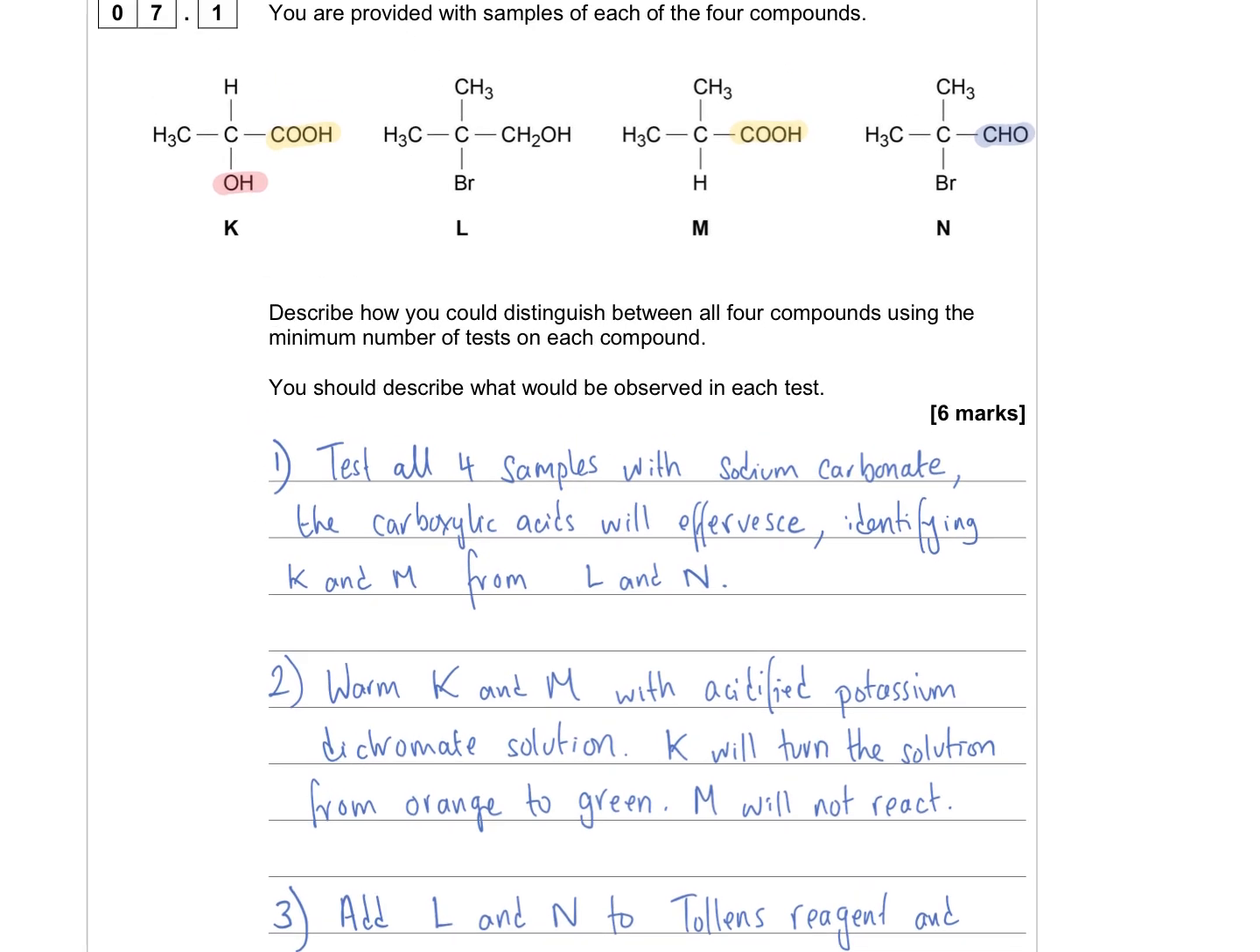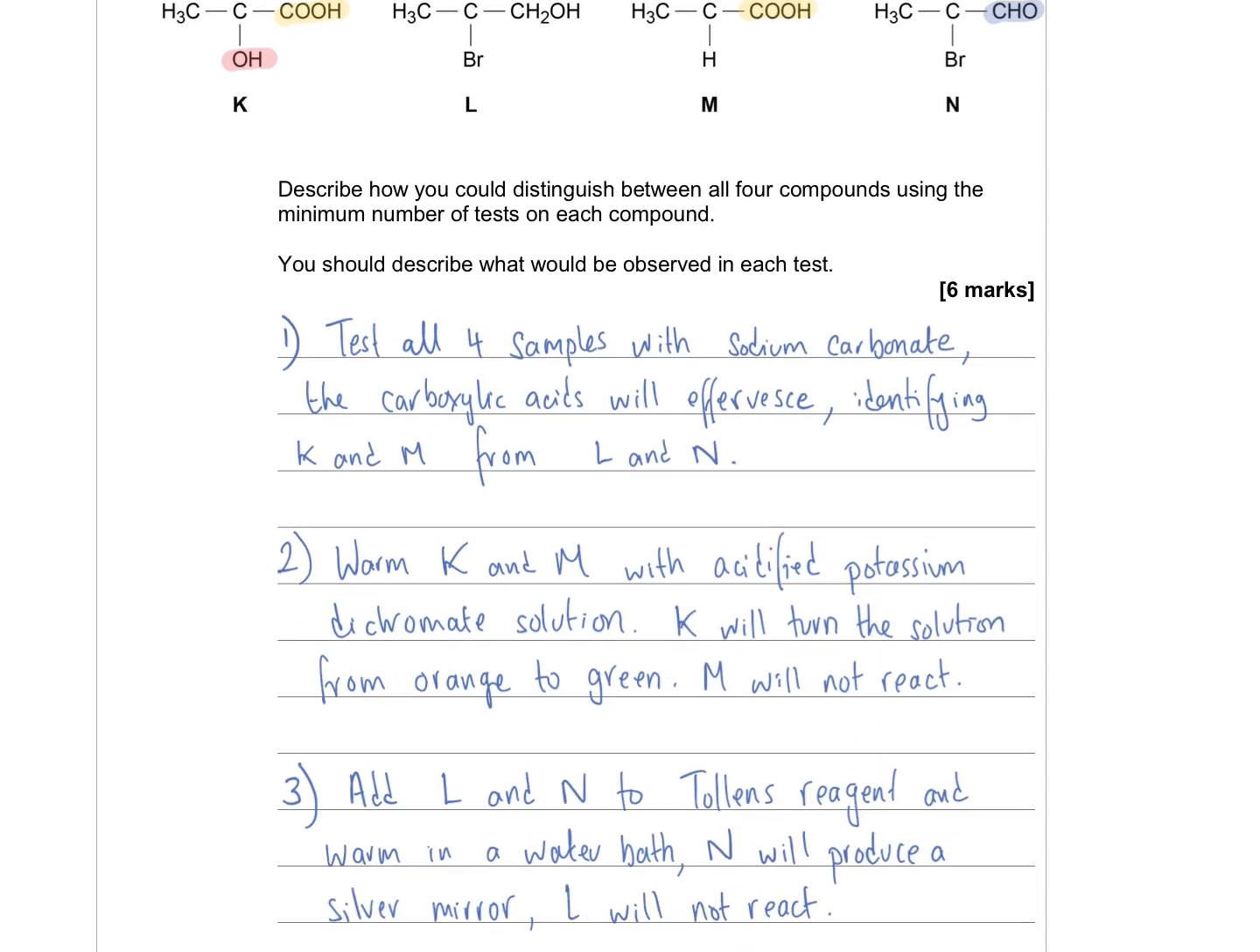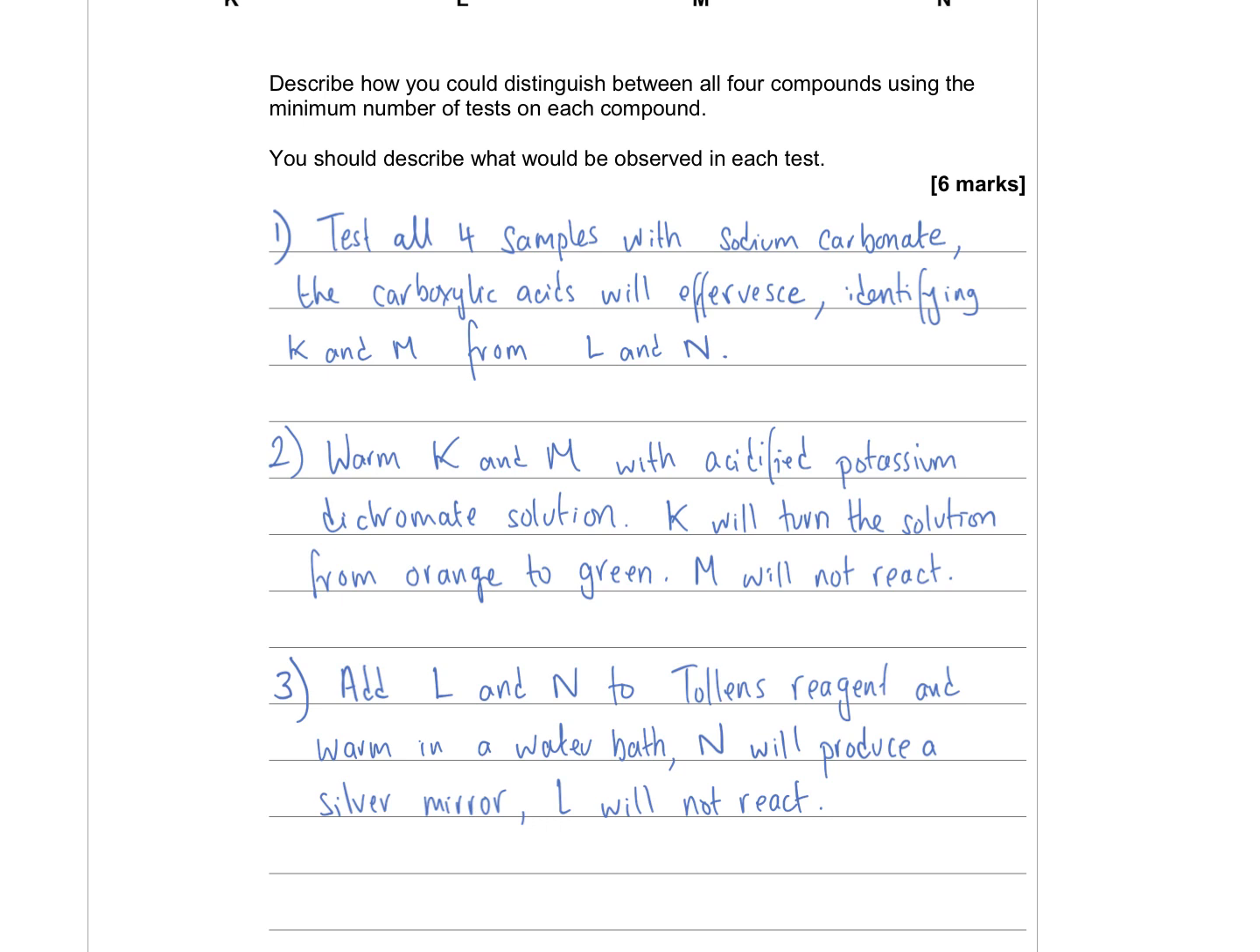So the way I've done that, I've said if we warm K and M with acidified potassium dichromate, K is going to turn the solution from orange to green. Remember, you've got to describe what you'd observe. M would not react. And then for step 3, I've said if we use Tollens reagent, and we could use Fehling's solution instead, but Tollens reagent in a warm water bath, N will produce a silver mirror, L will not react. So although it's a 6-mark level of response question, if you write it out like a method, the really important thing is putting in a logical sequence so that you use the minimum number of tests and giving what you would observe for a positive test or for each of the different compounds.